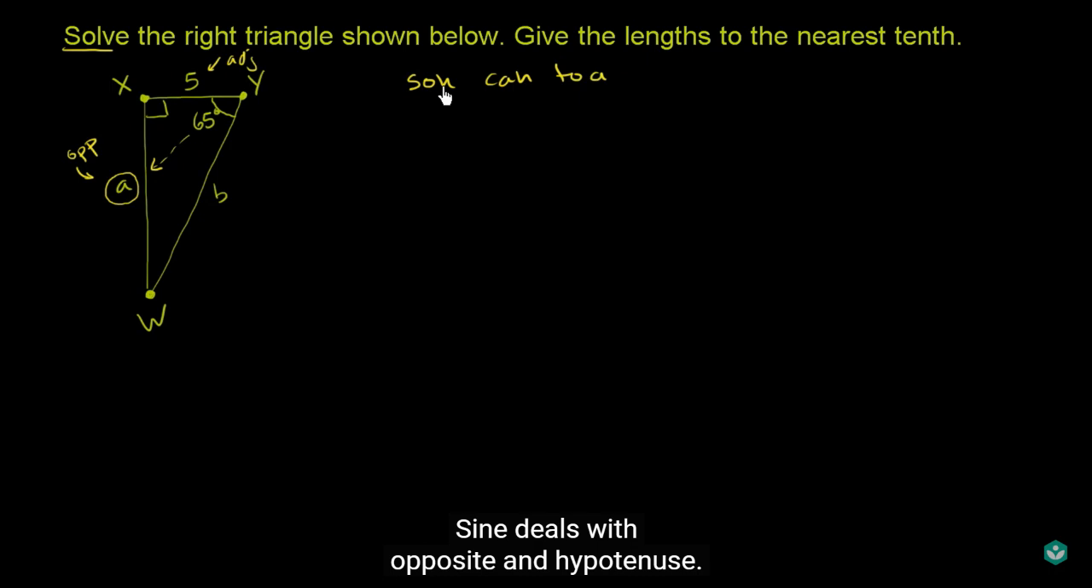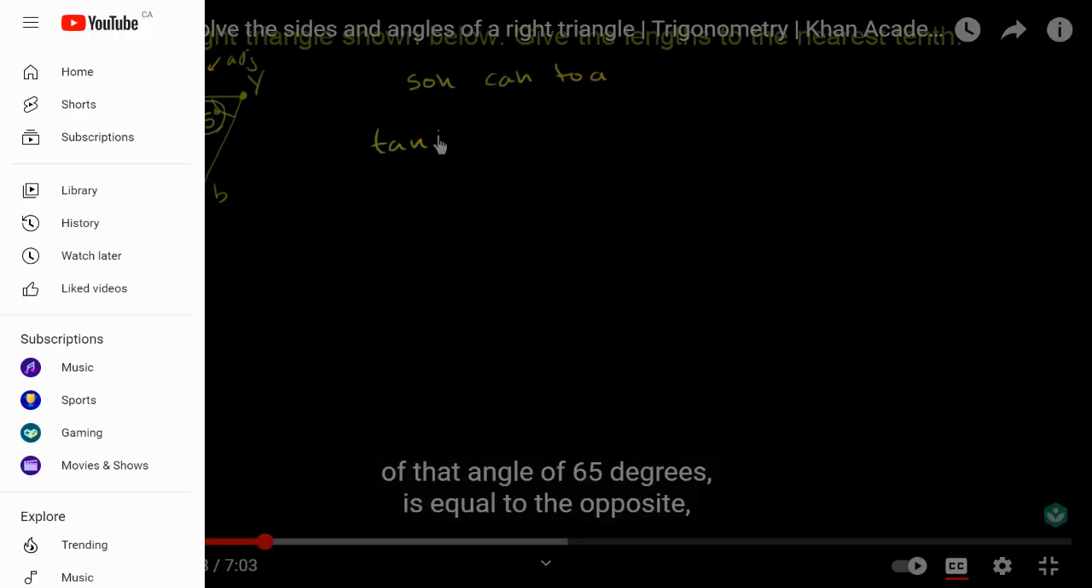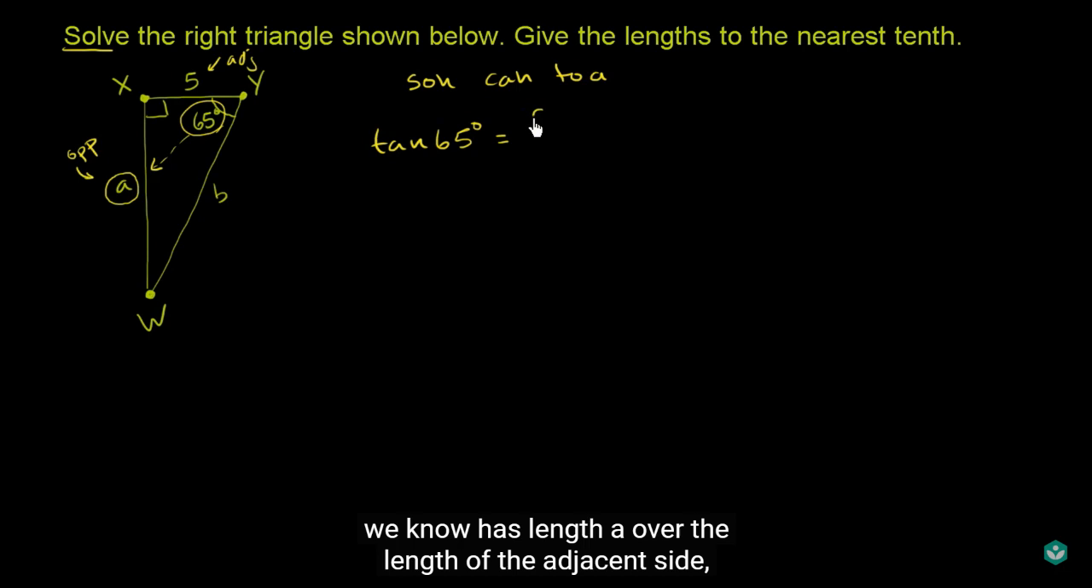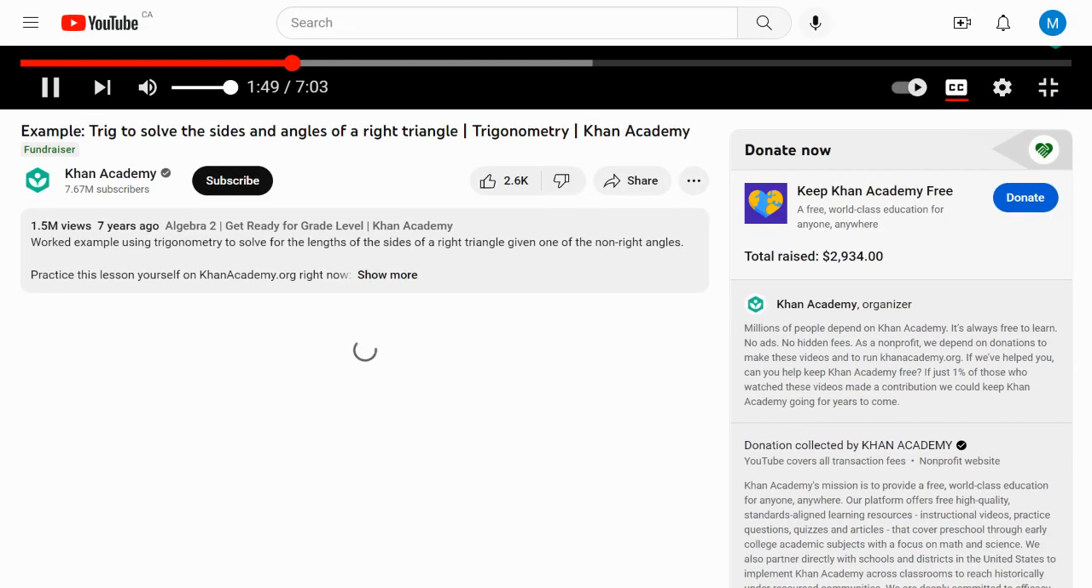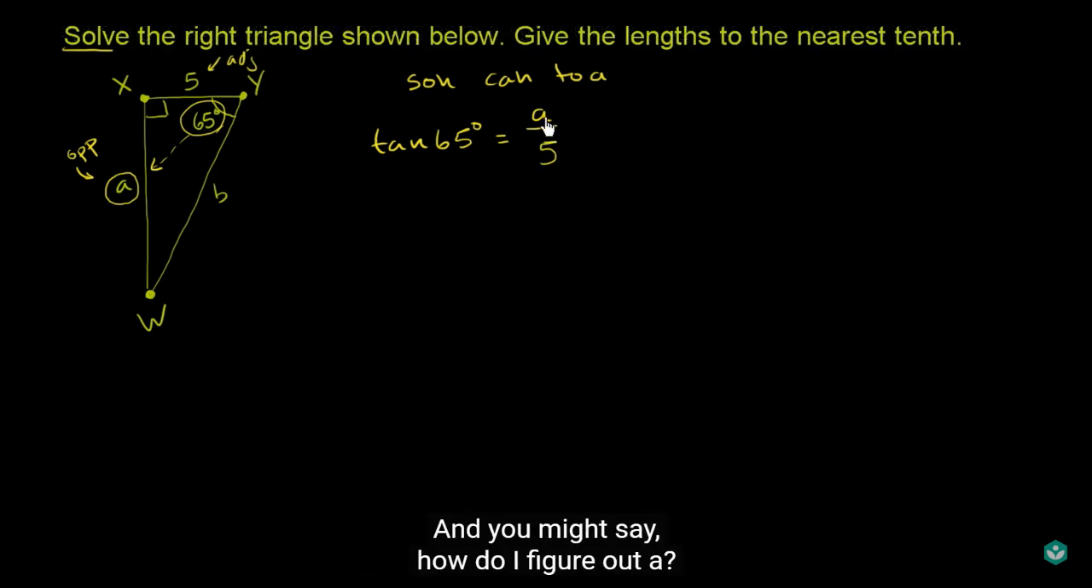Sine deals with opposite and hypotenuse. Cosine deals with adjacent and hypotenuse. Tangent deals with opposite over adjacent. So we can say that the tangent of 65 degrees is equal to the length of the opposite side, which we know has length A, over the length of the adjacent side, which they gave us in the diagram, which has length 5.